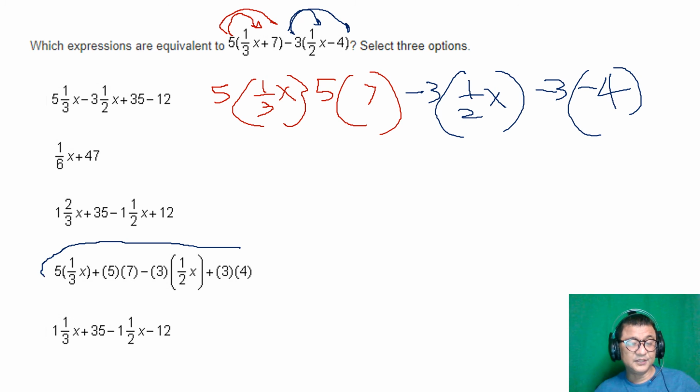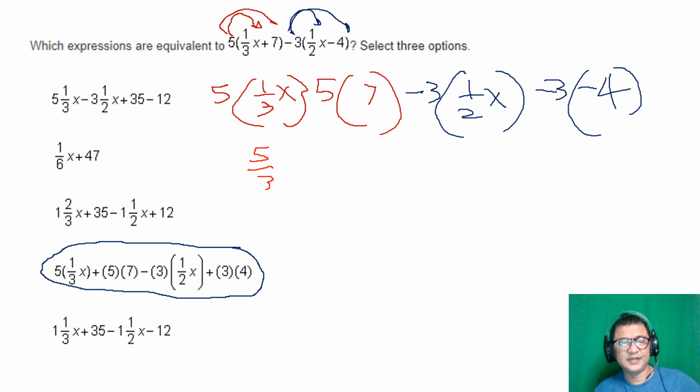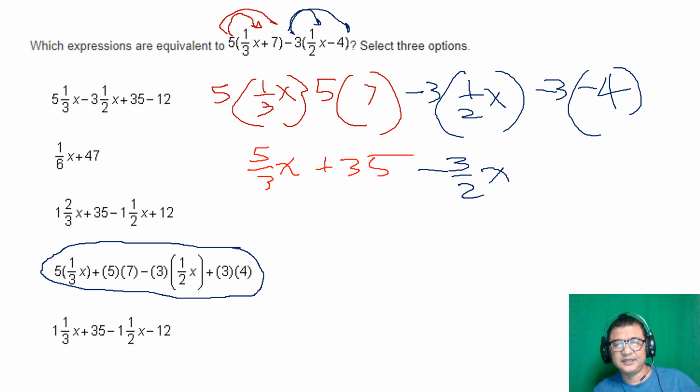The first step is already a long expression, and it's equal to the first one. They're all equal, all the levels that we do, all the solutions that we do, they're all equal to each other. Okay, so now after doing the distributive property, we can now multiply. Okay, for the red part, it's going to be 5 over 3x, right? Because I multiply these two. 5 times 7 is 35. Okay, for the blue part, negative 3 halves x. And then negative and negative is positive 12.